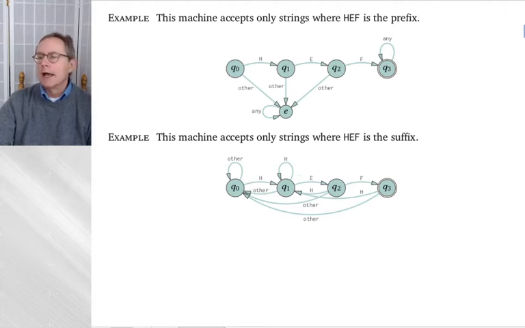So H, E, for example, takes you to Q2, but what if that isn't the end of the string? Well, then two things can happen. If you see H, E, K, for example, then you've got to go back here to Q0. But watch out for this. If you see H, E, H, then you don't go back to Q0. Instead, H, E, H takes you to Q1. So Q1 has the intuitive meaning of something like, we've just seen an H and we're wondering if this is going to be the suffix.